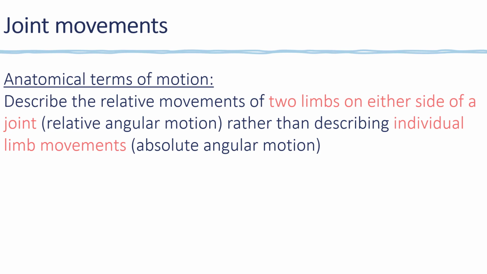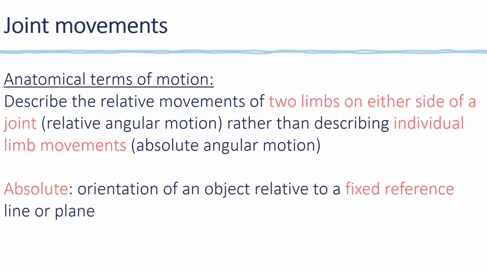So I just used 2 terms there, relative and absolute motions. Relative and absolute angular motions are both considered angular motion, and angles describe the orientation of 2 lines. So if you take your arm as an example, you have this angle that's formed between your upper arm and your forearm. And an absolute angular position refers to the orientation of an object relative to a fixed reference line or a plane, such as a horizontal or vertical line.